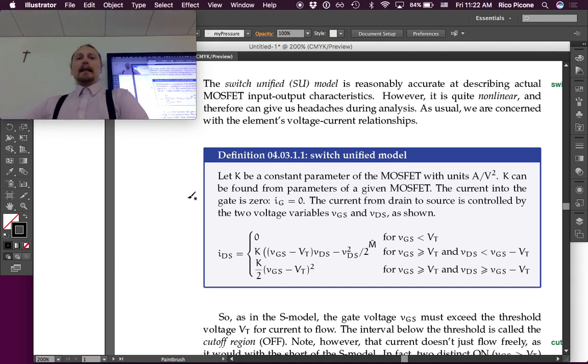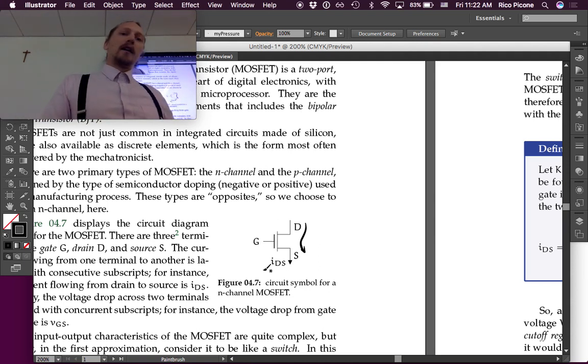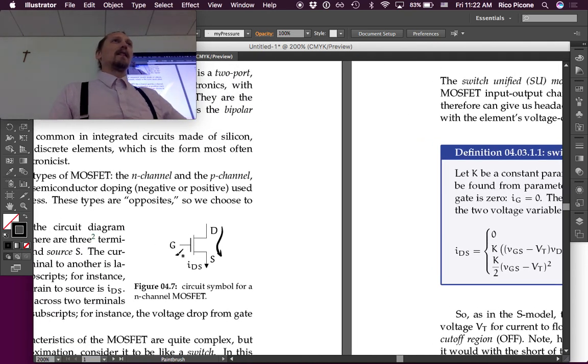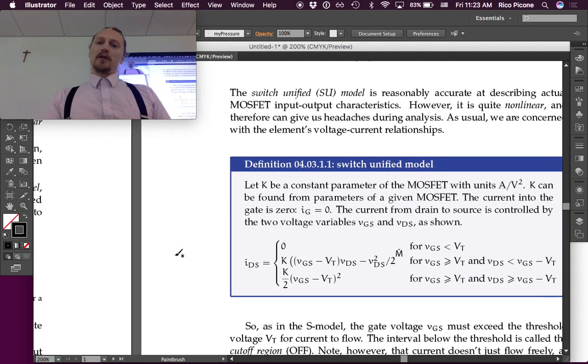The current into the gate is 0. So we're saying that the current coming in here in the gate is 0. This is universally true of MOSFETs. It essentially has infinite input impedance. It doesn't really draw any current. We can approximate it at least as being 0. It doesn't draw any current into G, which is good because that means we can change this gate voltage easily. We don't have to worry about it sucking a bunch of current and changing our voltage. So we can just control that independently.